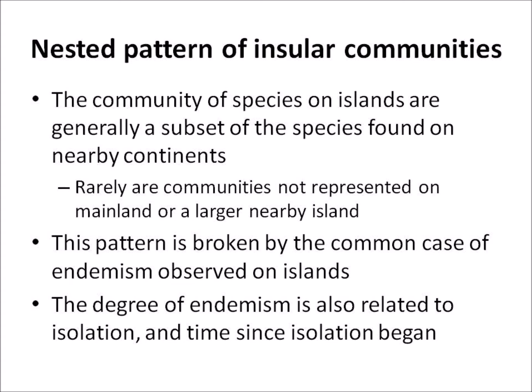Now, I'm sure I've confused you here because I've shown you countless examples throughout the course of endemic species that are only found on islands. So how can you have endemic species and have these species not be represented on the mainland? So doesn't this break with this idea of a nested pattern of insular communities? Well, of course, this pattern is broken by the common case of endemism observed on islands.